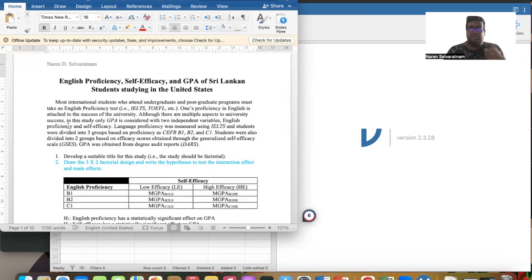Now, let's take a moment to read through the introduction here so that we could understand further what this study is going to be all about. Most international students who attend undergraduate and postgraduate programs must take an English proficiency test. Now, you know that we do IELTS, TOEFL, PTE. Any student who is going to go to a foreign country where they speak English as the first language is required to take an exam, right? So that is something that all of us know.